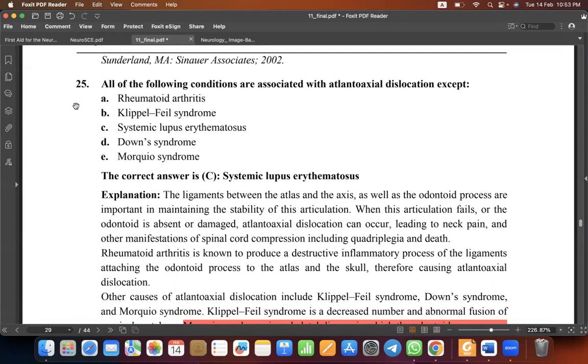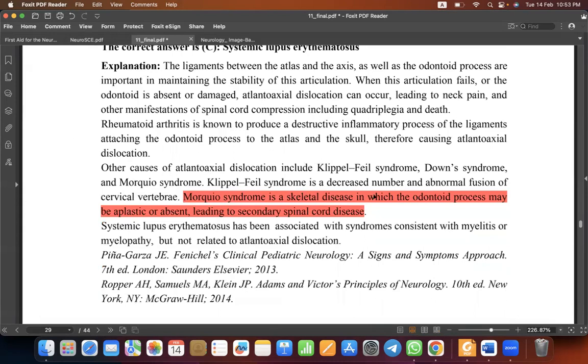Klippel-Feil syndrome, we get a lot of cases sometimes, so it can also cause atlantoaxial dislocation. Rheumatoid arthritis is known to have a destructive inflammatory process in the ligament attaching the odontoid process. They can have the dislocation. Also, Klippel-Feil can have the dislocation. Down syndrome can cause the dislocation. Okay, and Morquio syndrome is a skeletal disorder. They have the odontoid process absent or aplastic. They can have this sort of problem as well.